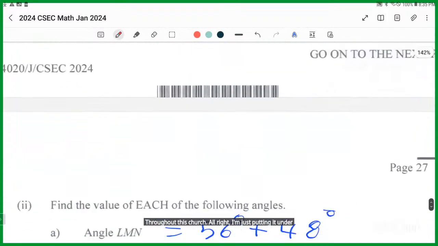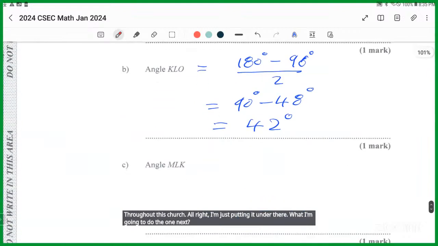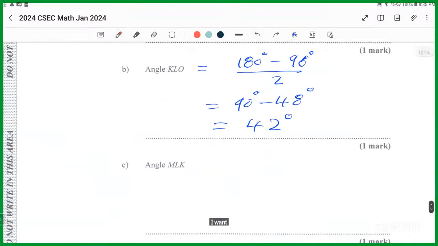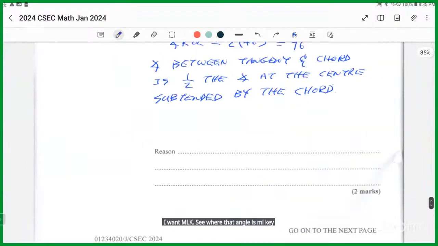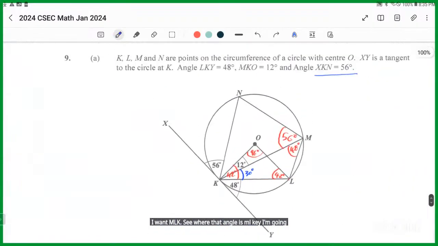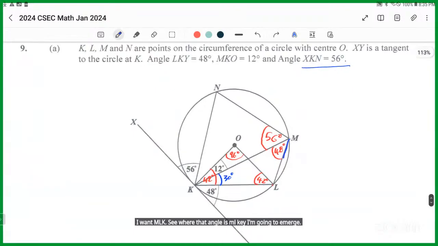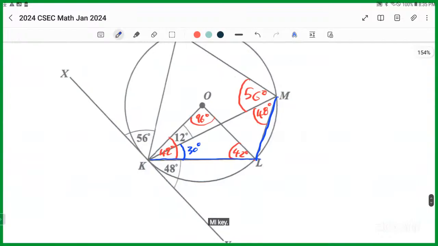What are we going to do next? They want MLK. Let's see where that angle is. Angle MLK. So they want all of this angle now. To find all of this angle, we can work in this triangle that is in blue.